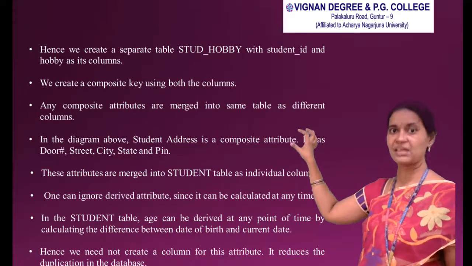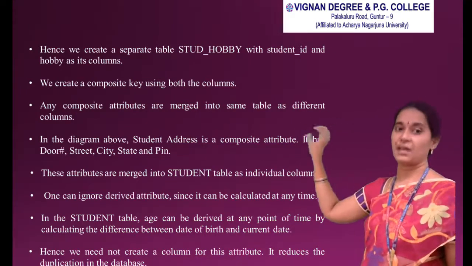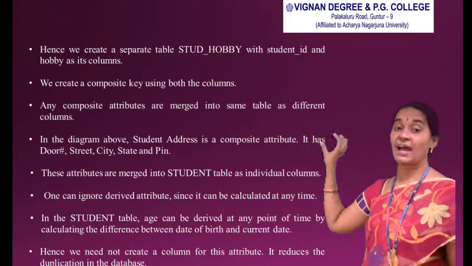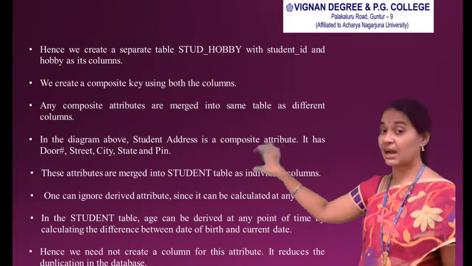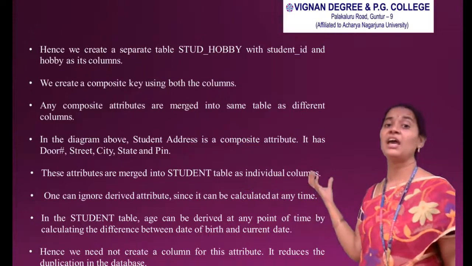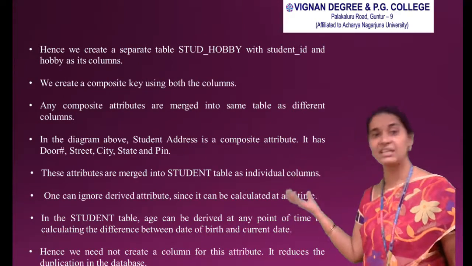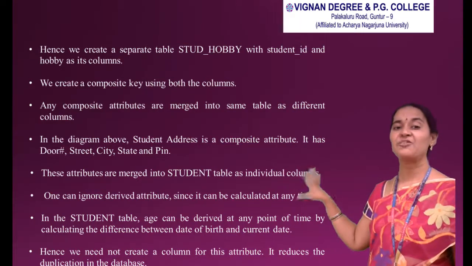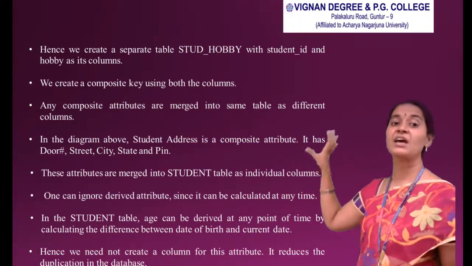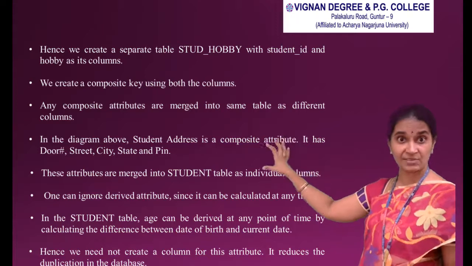In which I will be adding student ID as the primary key. So this is how I separate the multi-valued attribute and put it in a new table. Any multi-valued attributes, if they are present in the ER model, should be defined separately in a new table. That is about the multi-valued attribute.